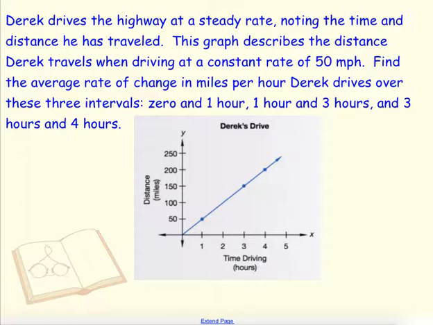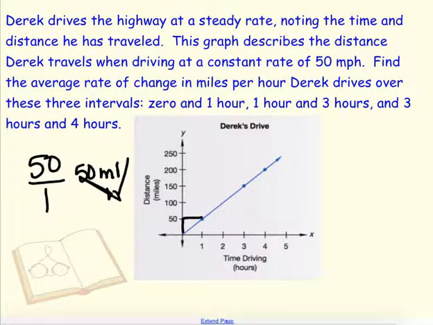Derek drives the highway at a steady rate, noting the time and distance he has traveled. This graph describes the distance Derek travels when driving at a constant rate of 50 miles per hour. Find the average rate of change in miles per hour. Derek drives over these 3 intervals, 0 to 1, 1 to 3, and 3 to 4. So let's find our slope triangles for each of those. So 0 to 1. It looks like it's just going up 1, but really that's a 50 interval. So I rise 50 over 1 hour. So that would be 50 miles per hour.